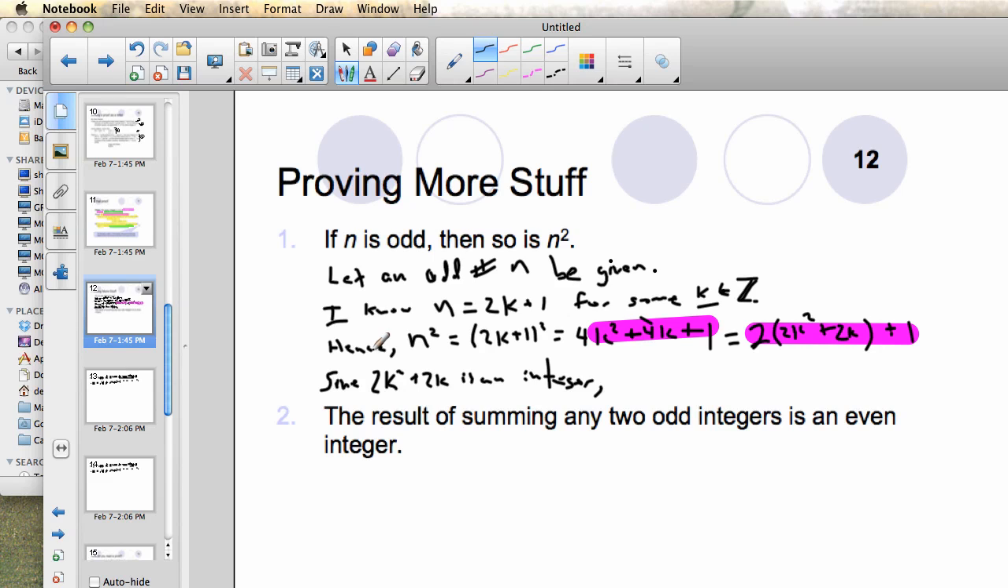So the stuff in parentheses is an integer, and so the line before, the thing I did in step 3, really does show that n squared is twice an integer plus 1. In other words, n squared is odd. So I'll say, because the thing in parentheses is definitely a whole number, this shows that n squared is odd.